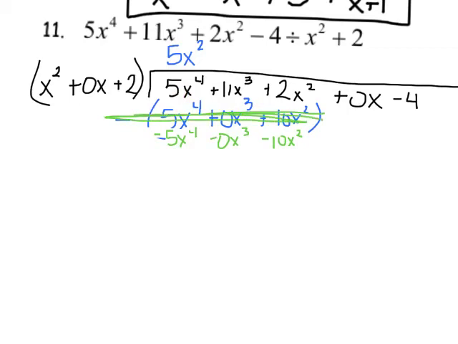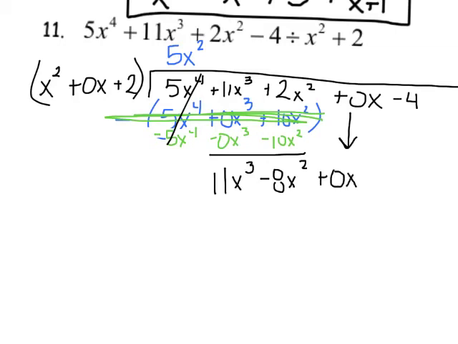And now you're going to do 5x to the 4th minus 5x to the 4th. That, of course, goes away. That's supposed to happen. 11x cubed minus 0x cubed. So 11 minus 0 is 11. And 2 minus 10 is negative 8x squared. Bring down the 0x.